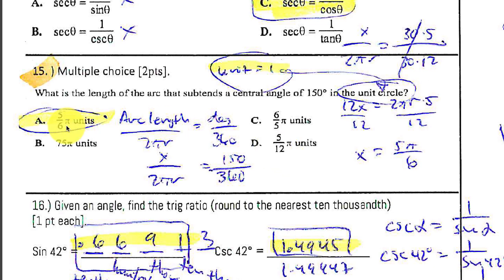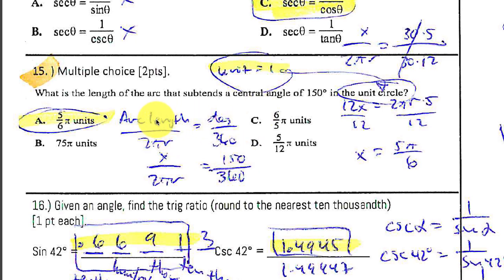Question number 15, what is the length of the arc that subtends the central angle of 150 degrees in the unit circle? If we have not talked about it already, the unit circle means 1 unit. That means your radius is 1. Subtends just means it extends on the arc, which I don't have a picture of. So your formula is arc length over 2 pi r equals degrees over 360. Part over whole equals part over whole.